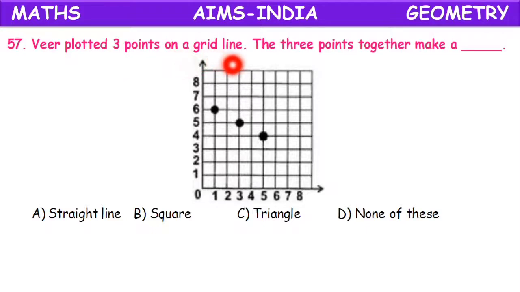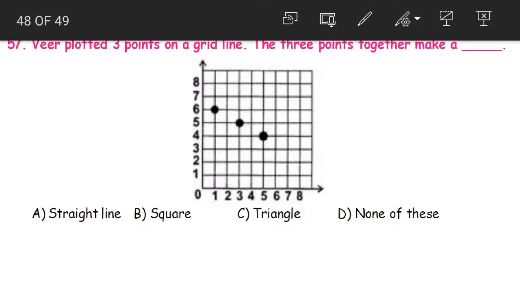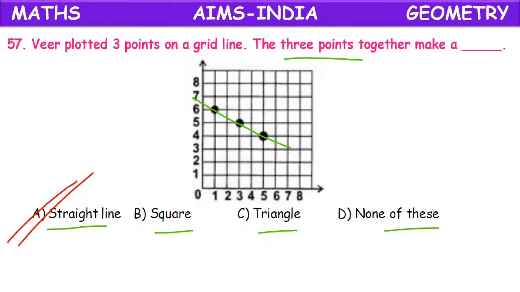And coming to the last question, children, this is the last question from our chapter Geometry. We have plotted 3 points on a grid. The 3 points together make a what? As you can see, grids are nothing but these squares. So on this grid, Veer has plotted, means he has marked, 3 points. Now when we join them together, what is formed? Is it a straight line, square, triangle, or none of these? When we join these 3 points together, what we get is a straight line. So option A, straight line, becomes our correct answer.